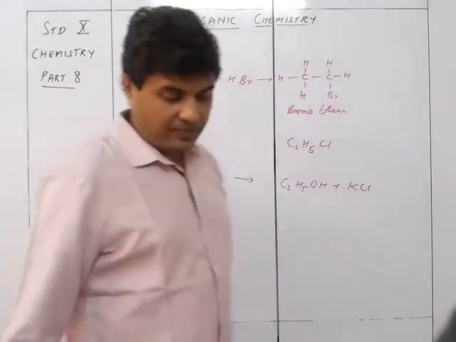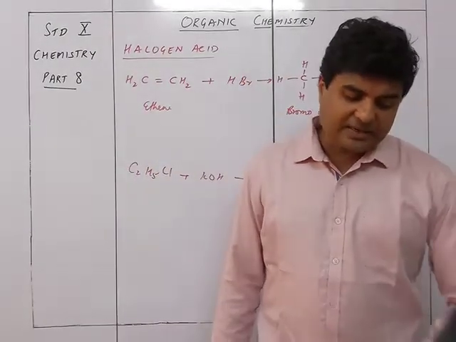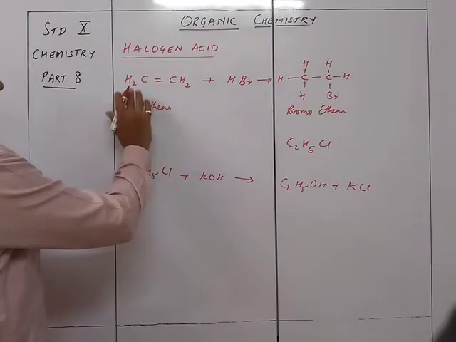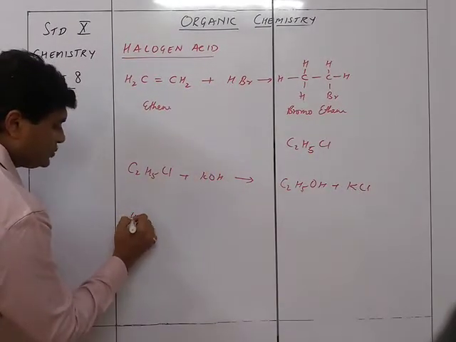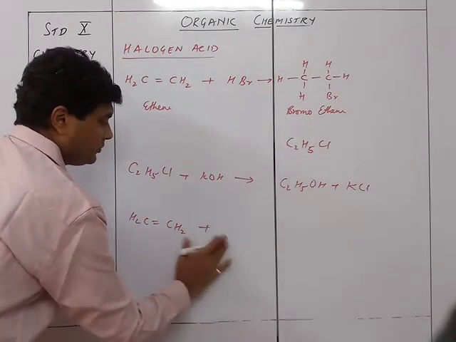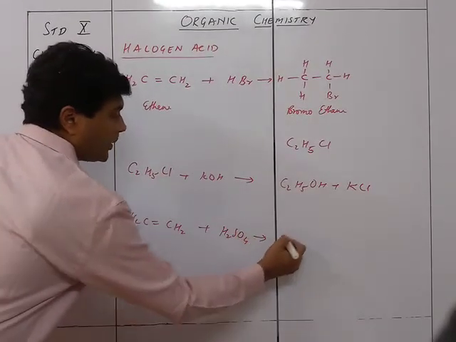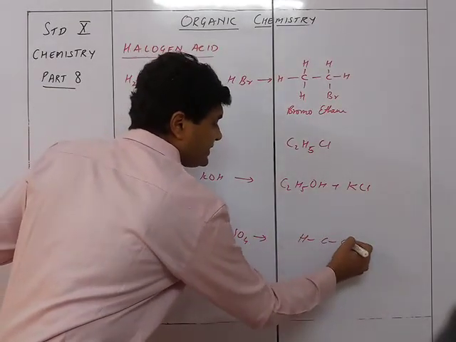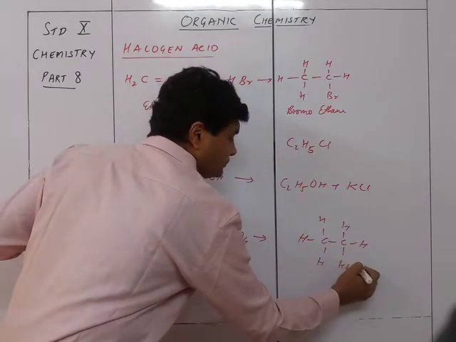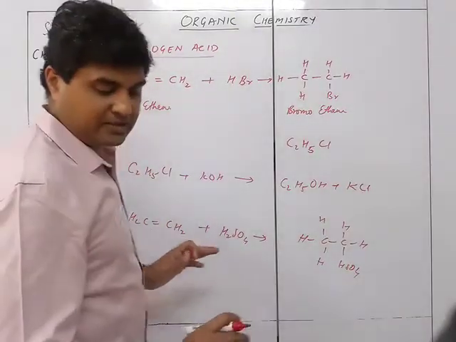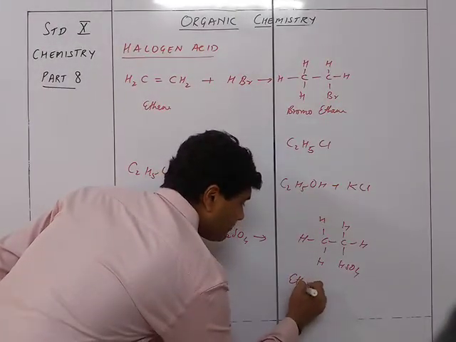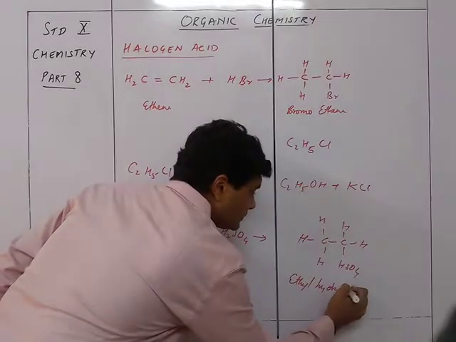So anyway, that is the reaction with halogen acid. The next is the reaction with H2SO4, that is sulfuric acid. Again the process is exactly the same. H2C double bond CH2 plus H2SO4. Here an H will come, and here HSO4 will come. This is what is going to happen. Simple reaction. It is going to become ethyl hydrogen sulfate. This is nothing but ethyl hydrogen sulfate.